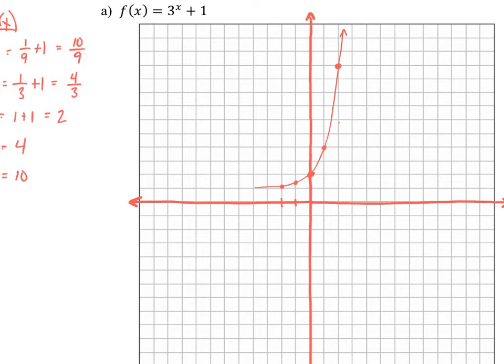So our function is going to continue to go to the left and continue to get really close to positive 1, but never actually reach it. And it will always continue upwards and positively in the x direction, and is not limited in either of those directions. All right, so there's our function.